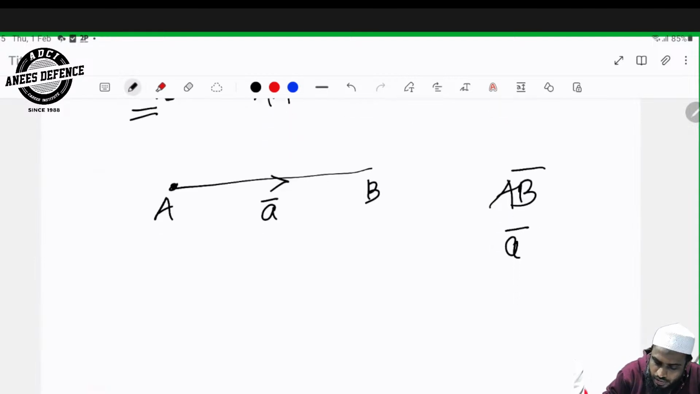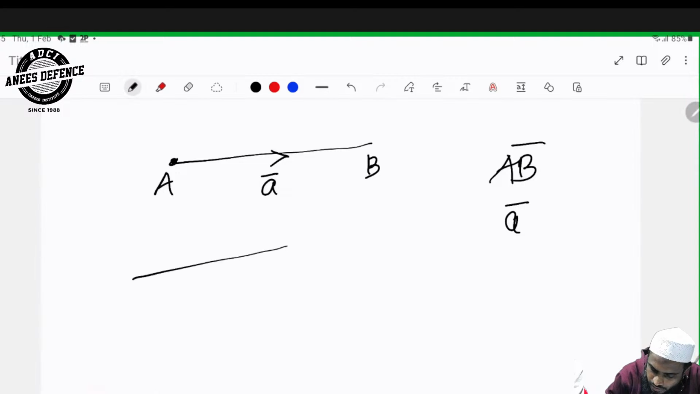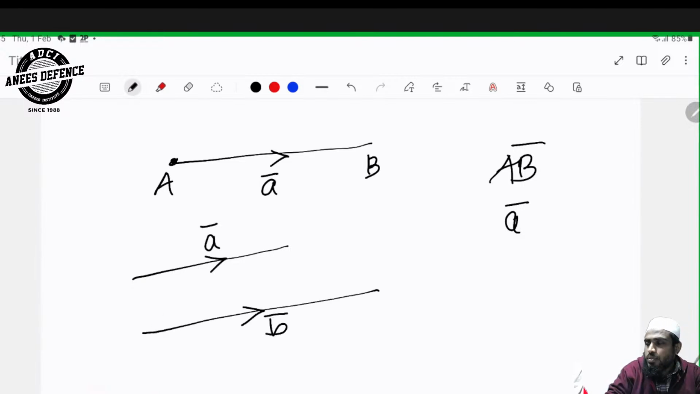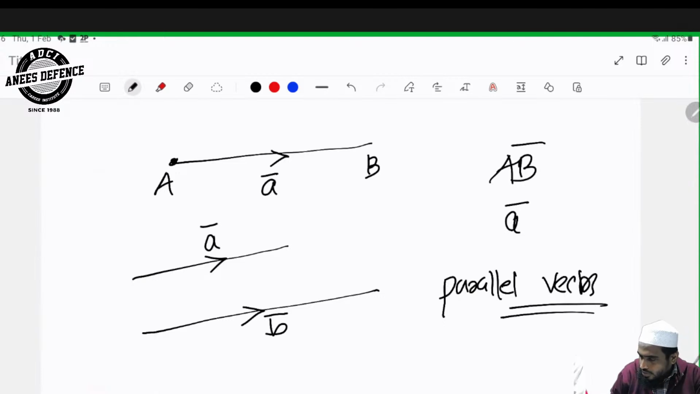Now you can see one vector is like this. I am denoting it as a. Another vector, I am denoting it as b. If you check the direction of a and b, both are in the same direction. Then the name is parallel vectors.